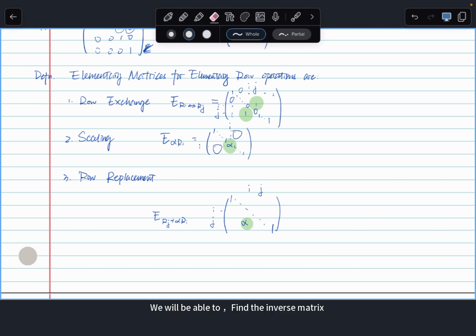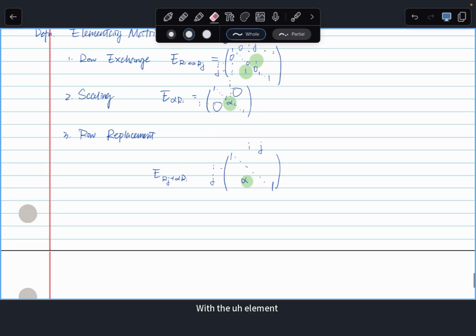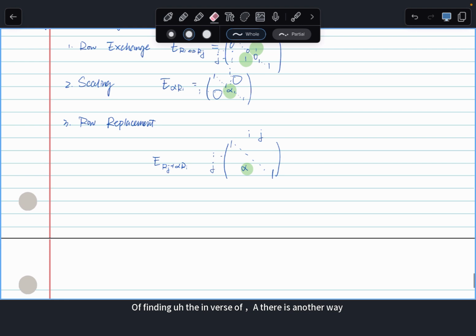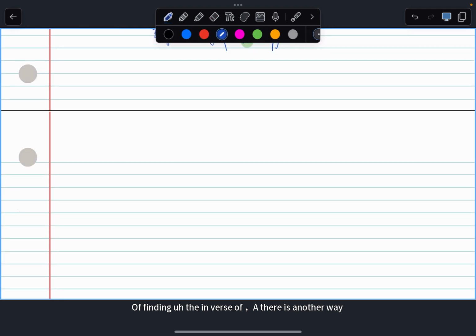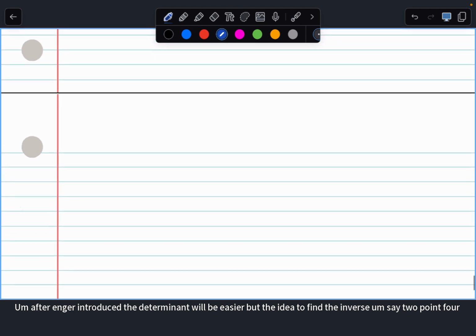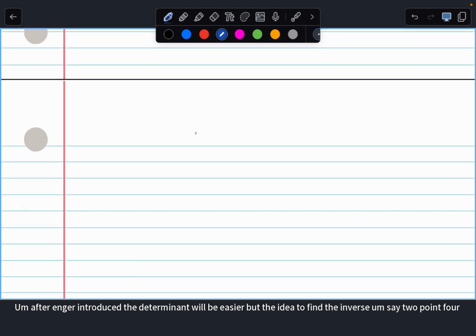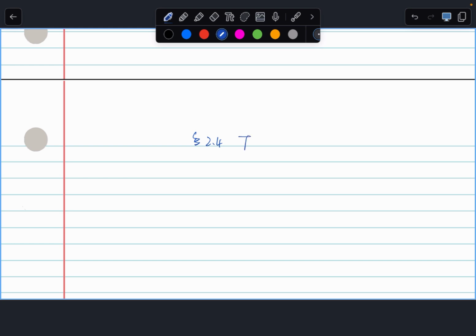We will be able to find the inverse matrix with the multiplication of elementary matrices. So this is the first way of finding the inverse of A. There is another way. After we introduce the determinant, it will be easier. But the idea to find the inverse, say 2.4, inverse of A.